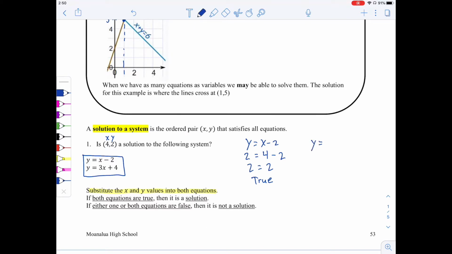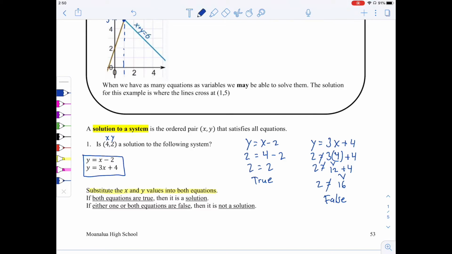The second equation, y equals 3x plus 4, let's see if this is true. So y is 2 again, 3 times your x, which is 4, plus 4. So we get 2 equals 3 times 4 is 12 plus 4, and that comes out to be 16, but that's not equal to 2. So this is not equal. So this one's false.